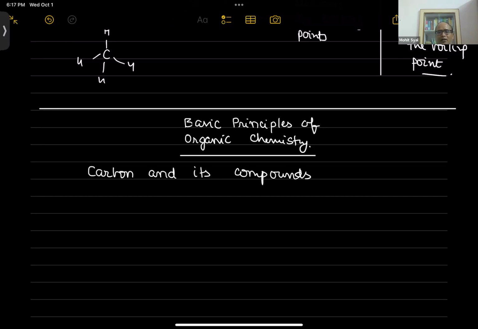Initially, it was thought that organic molecules can only exist in living organisms. They cannot be prepared in the lab. That was called vital force theory. Long back when people were not aware of it, they thought so. But they can be made in the lab.